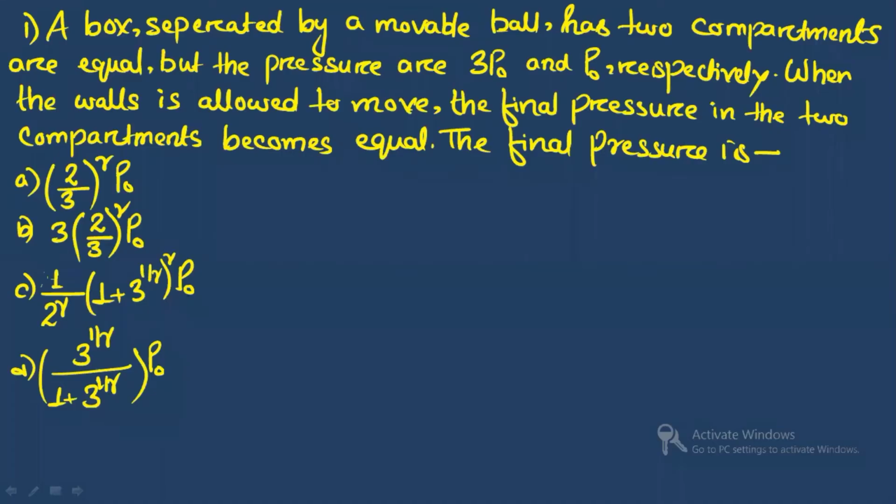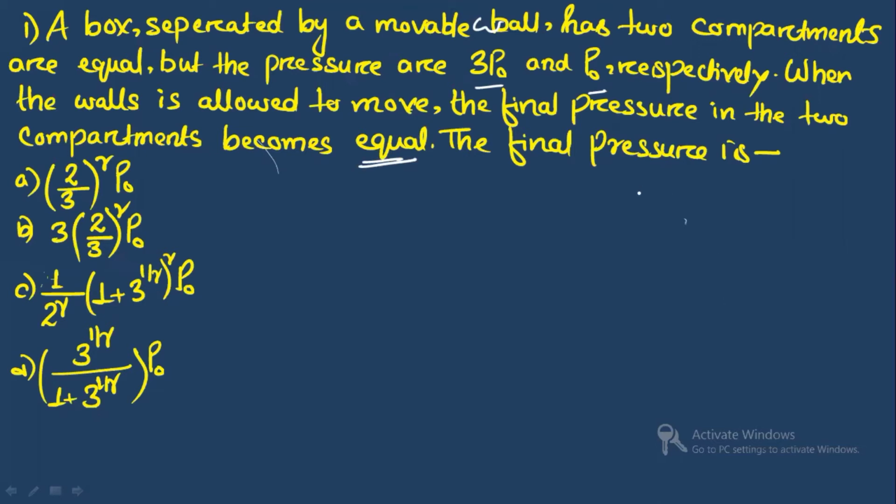So now let's see the problems. The first question is, a box is separated by a movable wall and it has two compartments which are equal. The pressures are 3 P naught and P naught respectively. When the wall, which is movable, is allowed to move, the pressure in the two compartments will become what? Equal. And you have to find the final pressure.